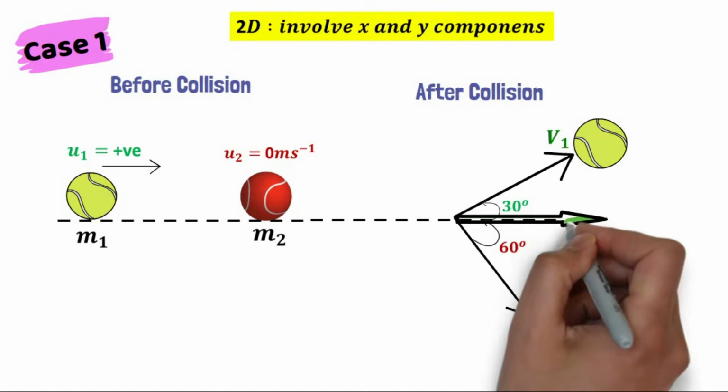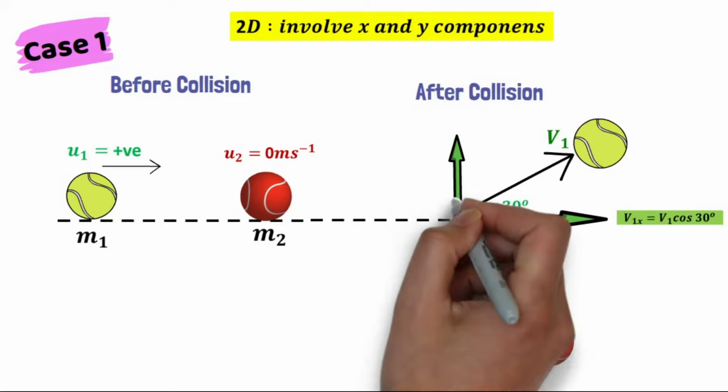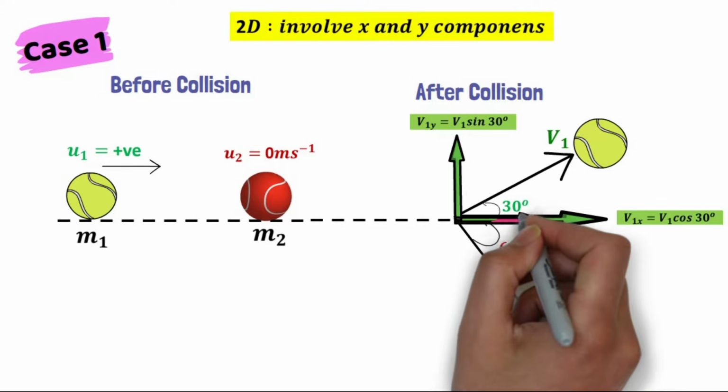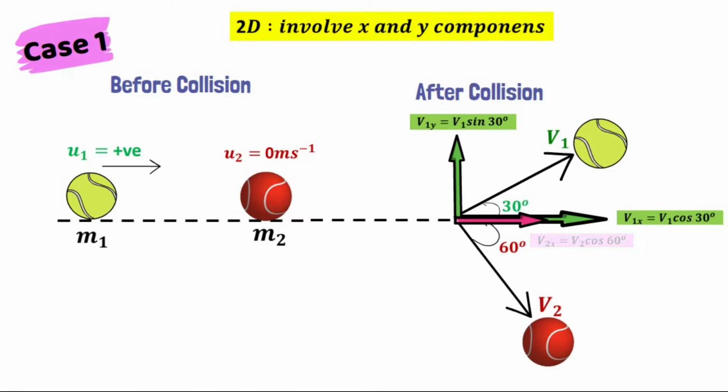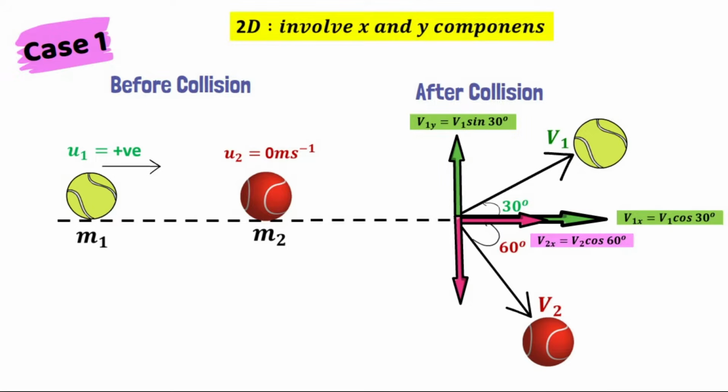Jadi, bila melibatkan angles, we need to resolve V1 into V1X and V1Y. Ingat lagi ke bagaimana nak resolve vektor? Ini paling penting dan jangan lupa. Okay? And V2, kita resolve kepada X and Y komponen juga. So, kita ada V2X dan juga V2Y. Make sure equation untuk V2X, V2Y, V1Y and V1X tulis betul-betul.